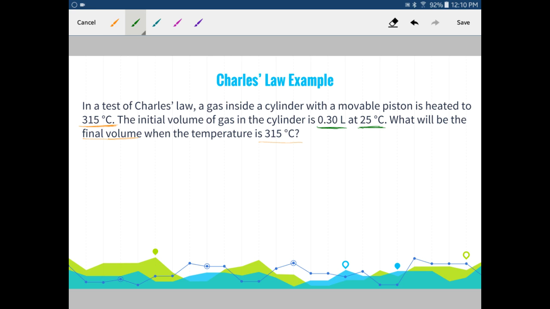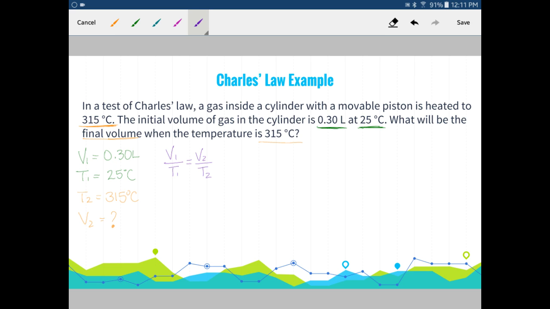So I'm going to write down that my V1 is equal to 0.30 liters, my T1 is equal to 25 degrees Celsius, my T2 is equal to 315 degrees Celsius, and my V2 is what I'm looking for. All right. So I'm going to start out by writing out my equation here: V1 over T1 equals V2 over T2. That's my initial equation that I know. That is my Charles' law expression.